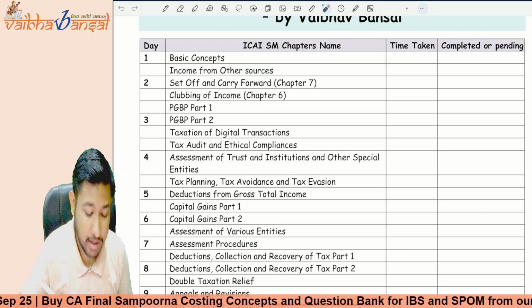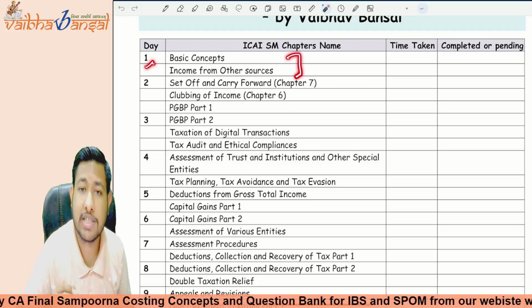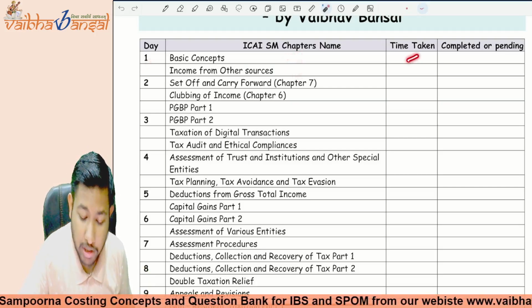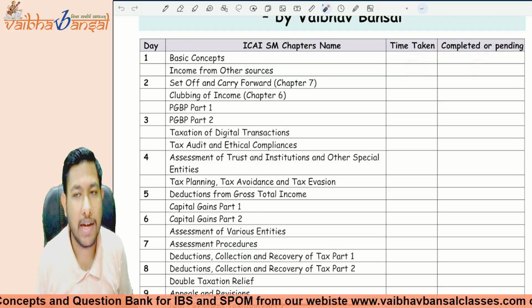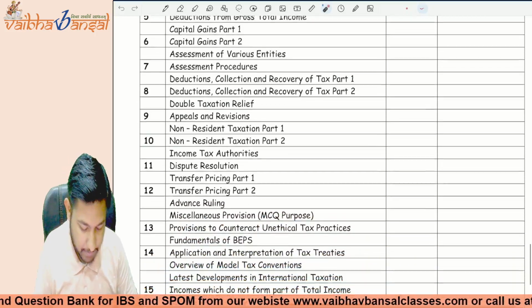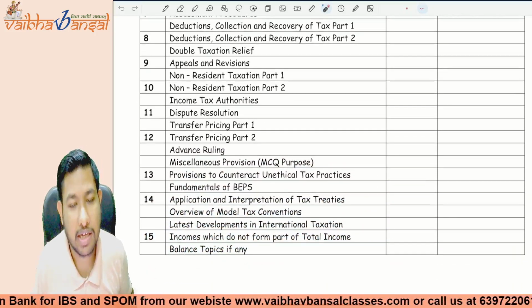And the tracker is also given on the next page to track your status every day. Like for day one, the target is given, and whatever time you have taken and whether the topic is completed or pending, you have to write. This is the planner that I have given to you.